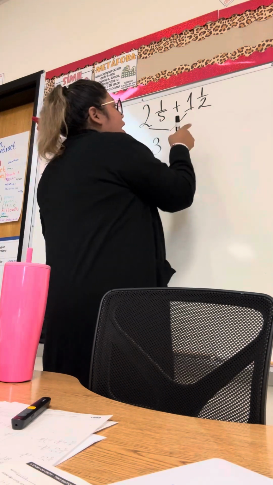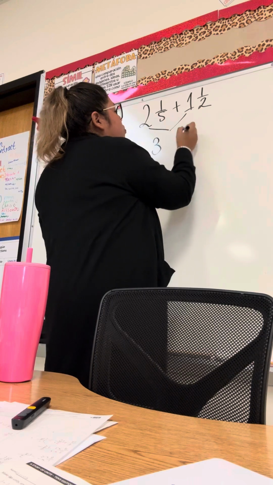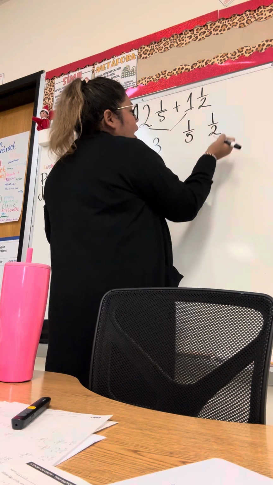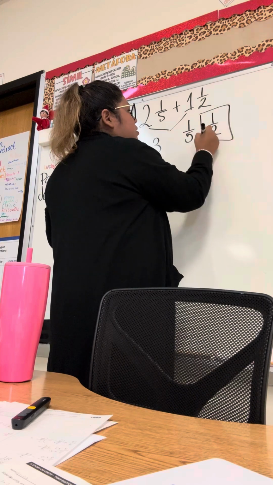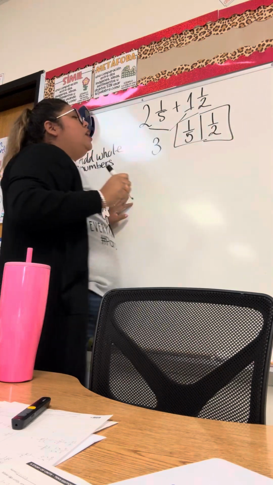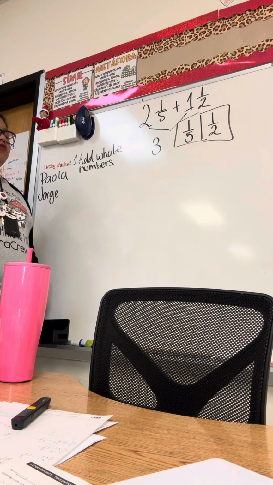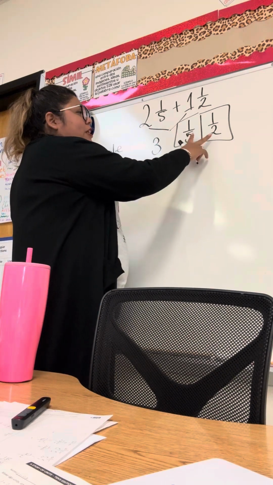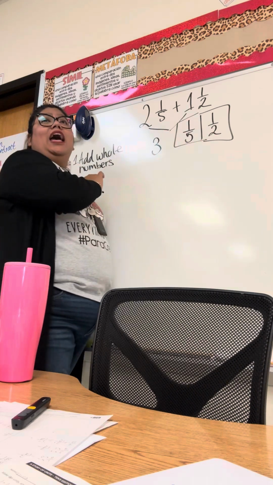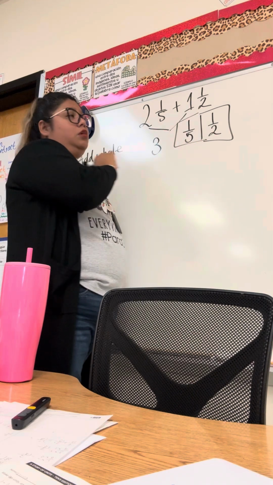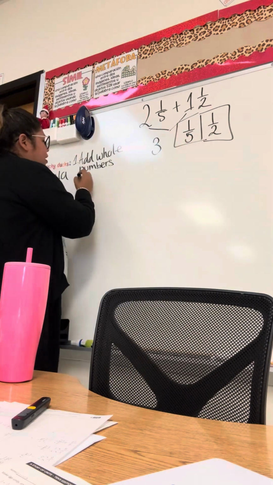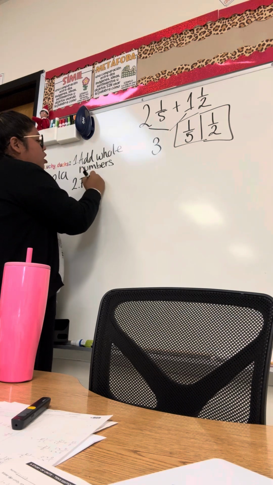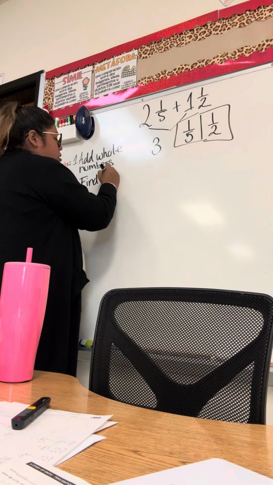And I'm left with my fractions, that is 1/5 and 1/2. These are my fractions. Okay? Now to my fractions, what I have to do to solve this problem is find the equivalent fraction, because I cannot add two unlike units. So I'm going to find the equivalent fraction. First I'll find the LCD, or the least common denominator.